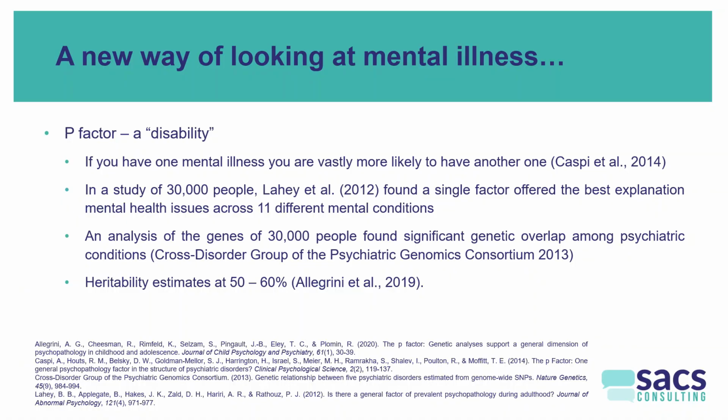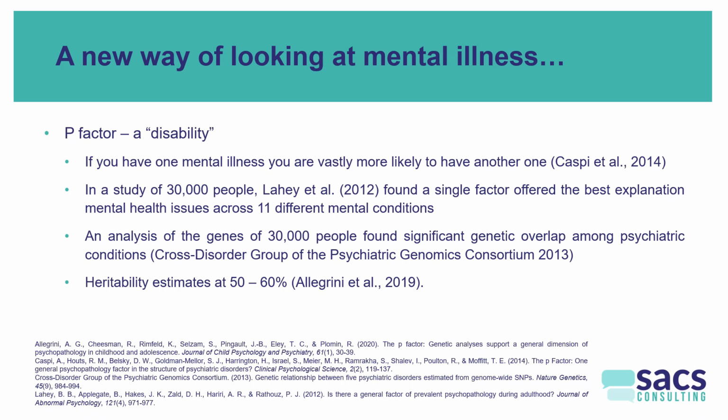So the new way of looking at the question of mental illness is this concept of a P factor, a psychopathology factor, which can be regarded as a kind of disability. This arises from research which shows us that a person who has one mental illness is vastly more likely to have other mental illnesses. So for instance, if you are schizophrenic, then you're far more likely to be obsessive compulsive, or paranoid, or to have a phobia or something like that.